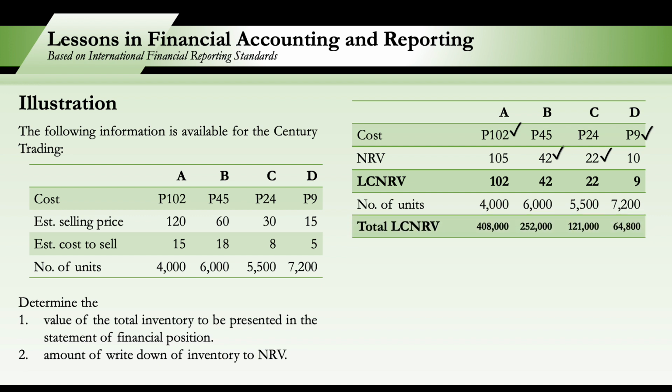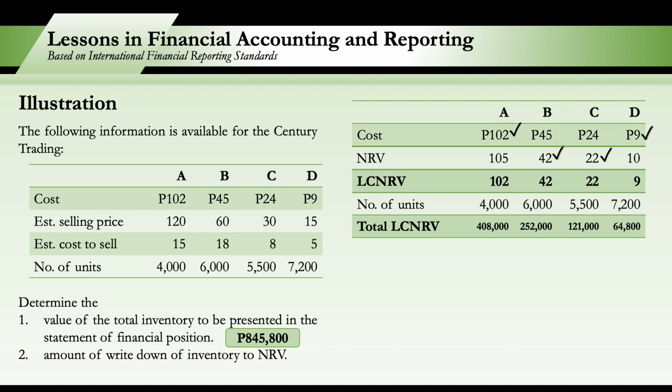And therefore, our total lower of cost or NRV or the amount of inventories A, B, C, and D are 408,000, 252,000, 121,000, and 64,800 respectively. And pag pinagsama natin lahat yan, so 408 plus 252 plus 121 and 64.8, 845,800. So that's the value of the total inventory to be presented in the statement of financial position.